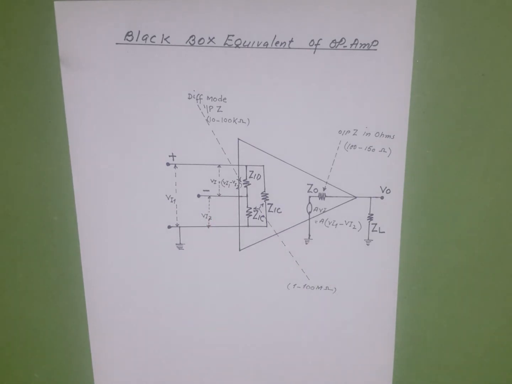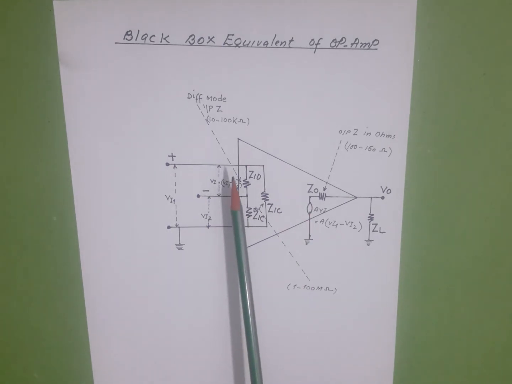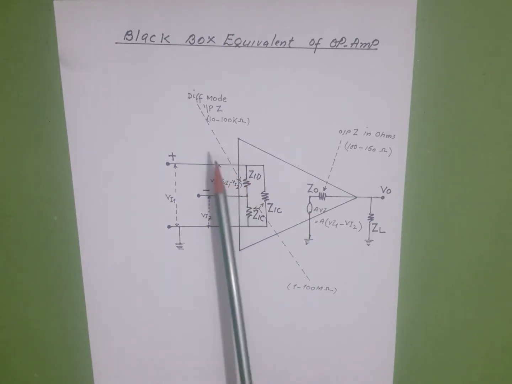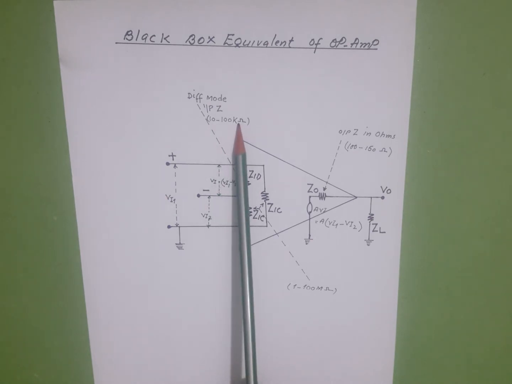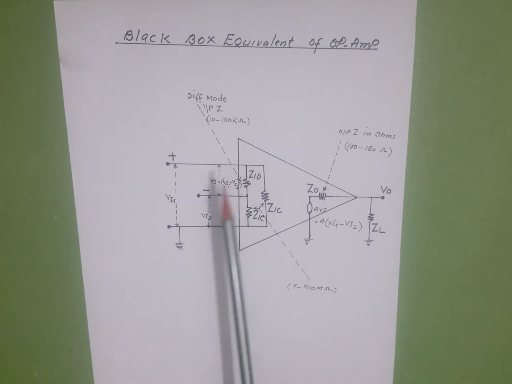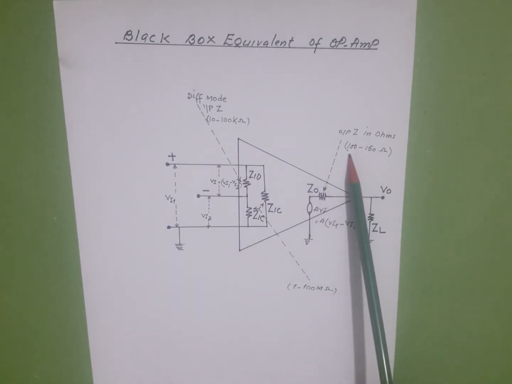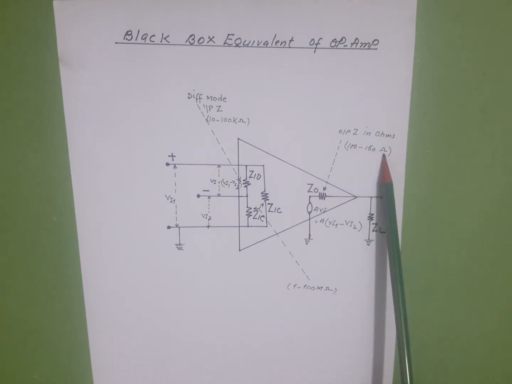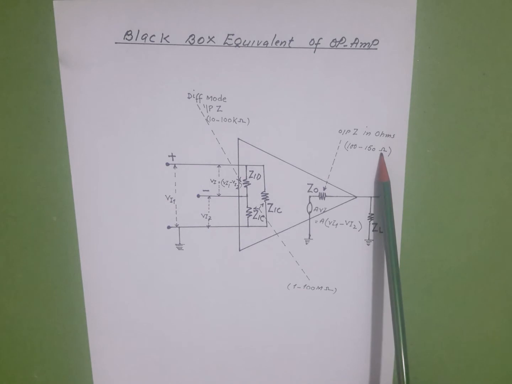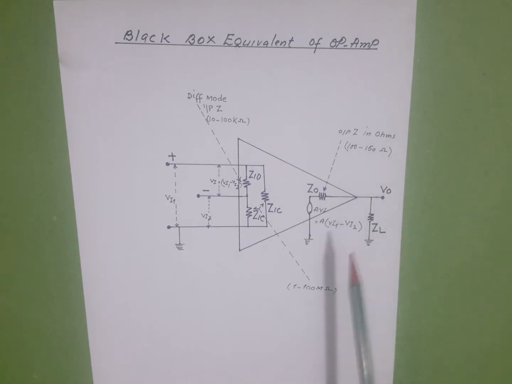ZIC, the common mode impedance, is across each terminal to ground, and it is very high, from 1 mega ohm to 100 mega ohm. ZID, the differential mode input impedance, is from 10 kilo ohms to 100 kilo ohms. ZO is the output impedance, and it is from 100 to 150 ohms. It's not in kilo ohms nor in mega ohms, it is just in ohms. ZL is the load impedance.